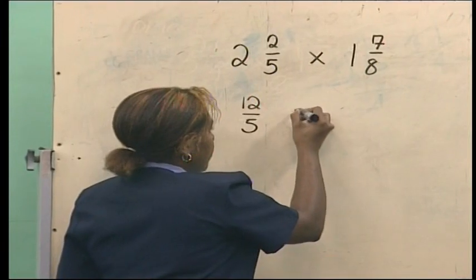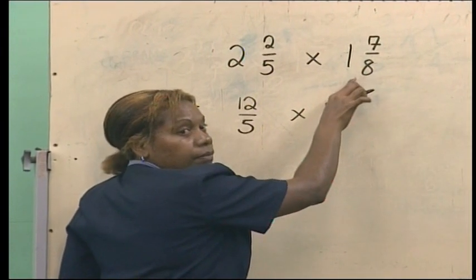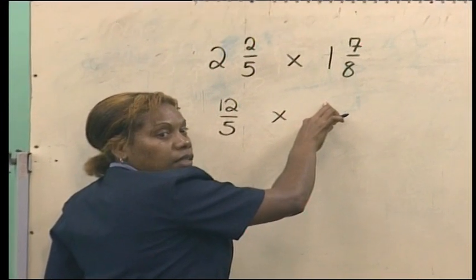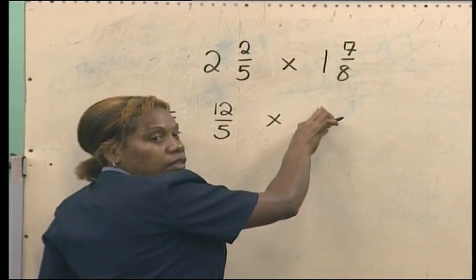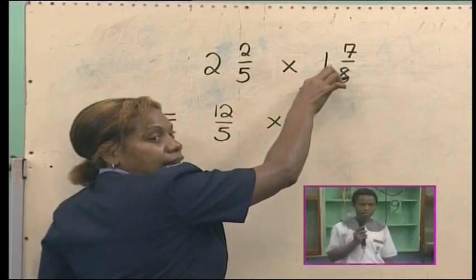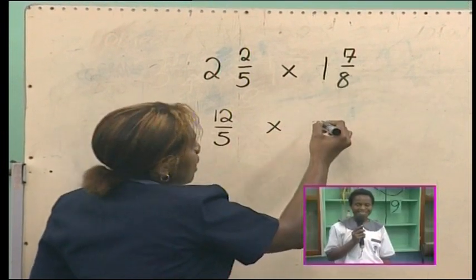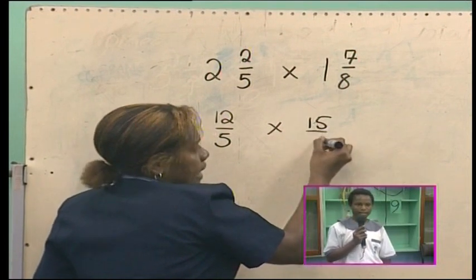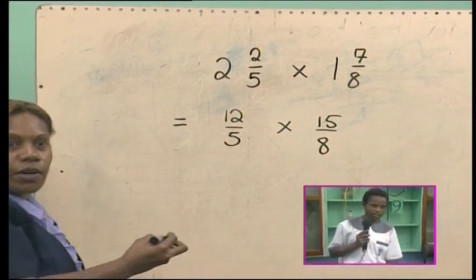So you say 2 times 5 is 10 plus 2, which is 12 over 5, times 1 times 8 equals 8 plus 7 equals 15 over 8. Okay, so 1 times 8 plus 7 is 15. 15 over 8. Now, okay, good.